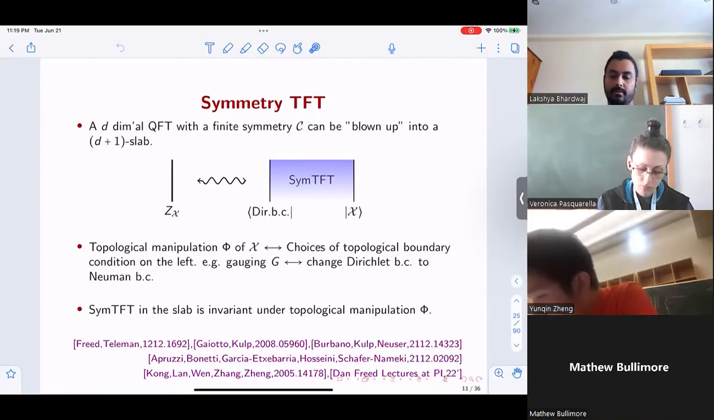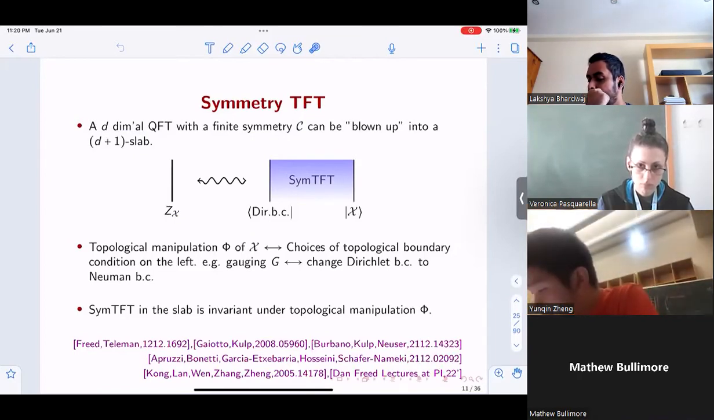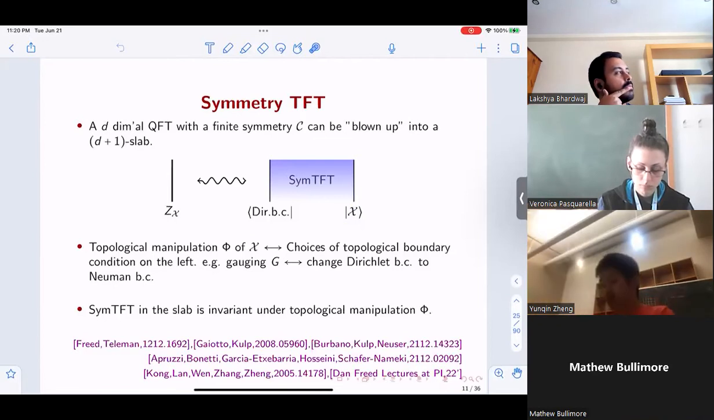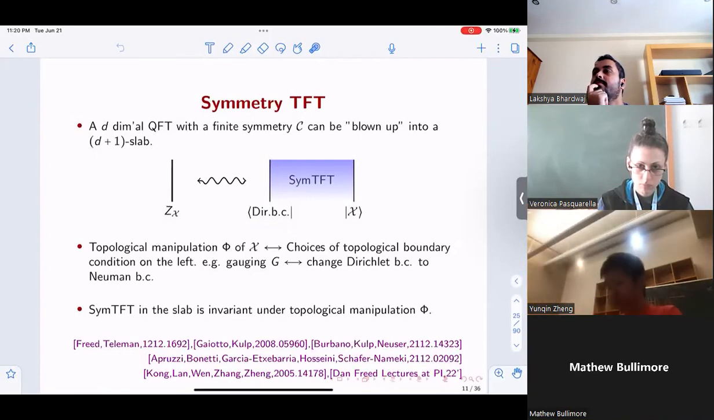And such a theory can be blown up into a d+1 dimensional slab. In the middle of the slab lives a Symmetry TFT, which is a topological quantum field theory in d+1 dimensions. The boundary on the right is the physical boundary state, which encodes all the dynamics of the original d-dimensional quantum field theory. But the boundary condition on the left is the topological boundary condition, and it's chosen to be the Dirichlet boundary condition.